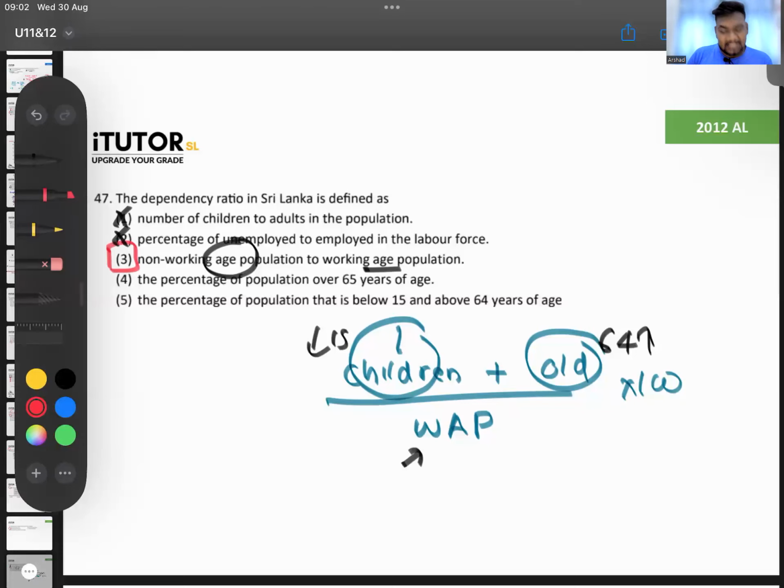Because 5 just says small kids and old people. But it should be small kids and old people as a percentage of the working age. That is the dependency ratio. They are not asking you who are the dependents. If they ask who are the dependents, you can say children below 15, old people above 64. But dependency ratio is what? Ratio means something is to something. So it's the non-working age, the small kids and the old people, as a ratio of the working age people. So answer number 3 is the most correct one.